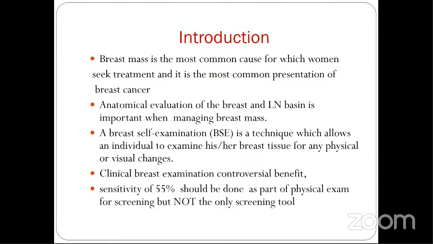Breast mass is a common reason for women seeking treatment and the most common presentation of breast cancer. Examining the breast should include the lymph nodes when managing a breast mass.